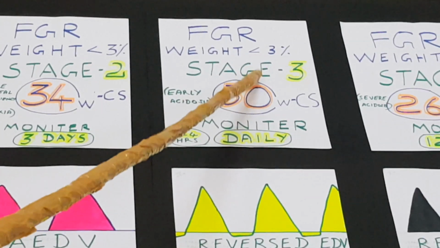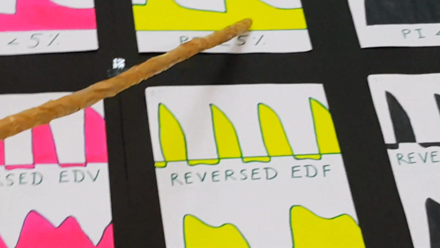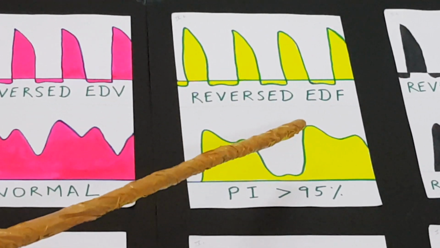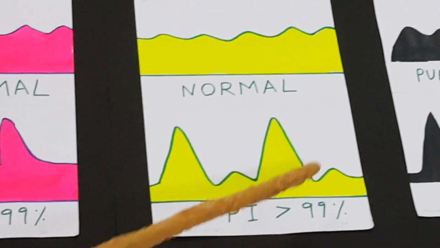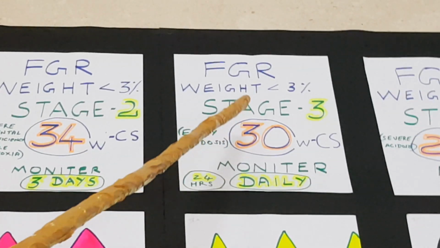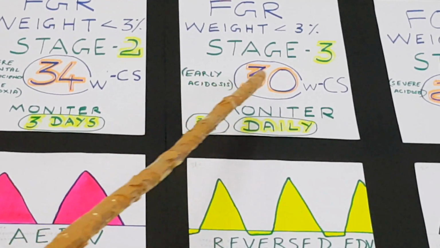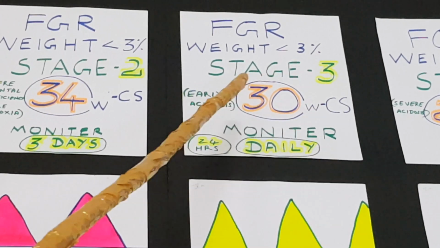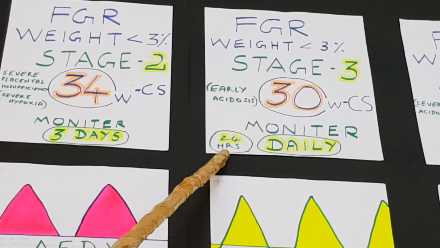So I will summarize. Stage 3 FGR: umbilical artery reversed flows, MCA less than 5th percentile PI, aorta reversed end diastolic flows, ductus venosus more than 95th percentile PI, normal umbilical vein, uterine artery more than 99th percentile. This scenario classifies the fetus into stage 3 FGR, which is an early acidotic fetus. If the gestational age is more than 30 weeks, recommend a caesarean section. If it is less than 30 weeks, do daily Dopplers, or 24-hourly Dopplers.